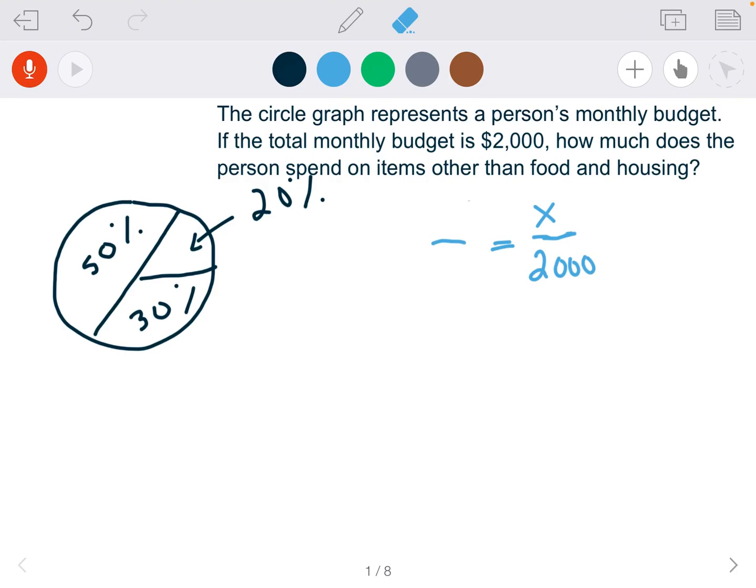All right, so this is similar to the quick quiz, so I'm going to do the example here. A circle graph represents a person's monthly budget. If the total monthly budget is $2,000, I've just changed the numbers in this problem. It's the same as the quick quiz, but with different numbers. How much does this person spend on items other than food?